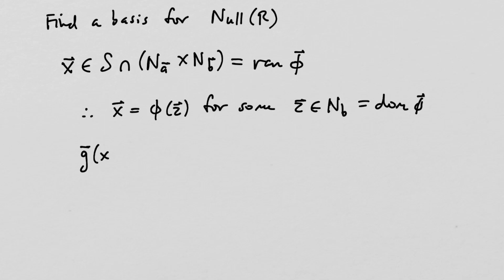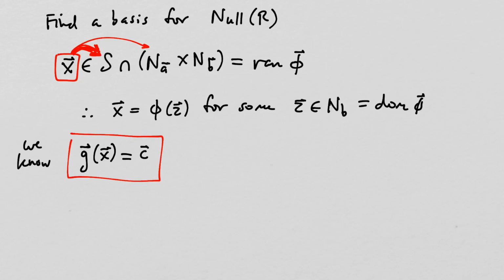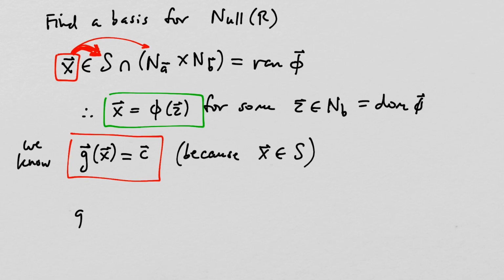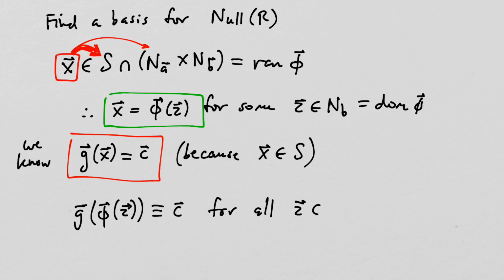But what do I know about g of x? We know that any such x has a g value equal to c, because that's a precondition for being in S in the first place. This point x is in S in particular. It's actually in both of these. But yeah, in particular, it belongs to S. That's the constraint set. And this equation is involved in belonging to the constraint set. So this is because x belongs to the constraint set. So if I replace x with this expression, then what it will tell me is that g of phi, oops, this phi should have an arrowhead, g of phi of z must equal c identically for all z in that neighborhood.